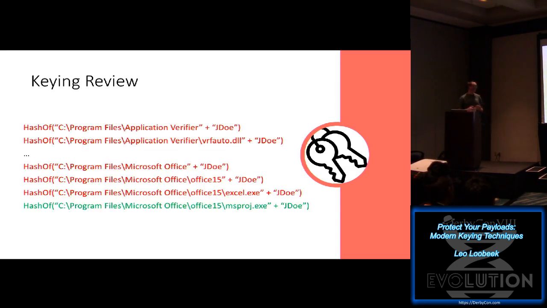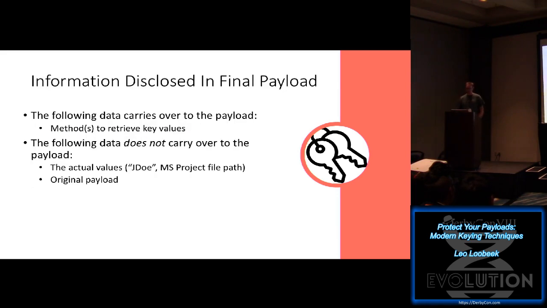So what that would look like is, let's say Application Verifier is the first folder path underneath C:\Program Files, tack on JDoe. If this was executing on JDoe's workstation, try and decrypt, it doesn't work, and it keeps bumping down the list until you finally find the Microsoft Project folder, hash that with JDoe, use the first 32 characters, it decrypts and executes, and the decrypted payload works. So that's keying in a nutshell.